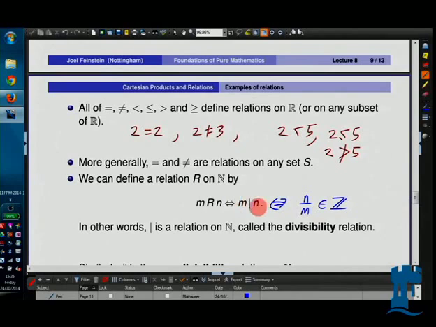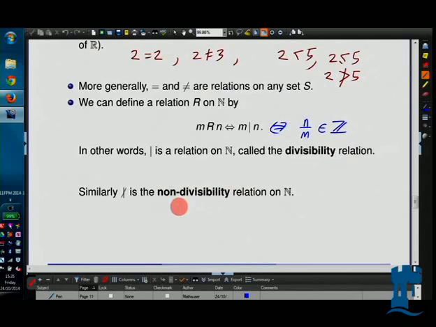Or whichever other version. So this is n is divisible by m, or m divides n. Maybe I should call this the divides relation rather than the divisibility relation, because it's somehow the wrong way around. But I think everybody calls it the divisibility relation. And then, of course, you can put a line through divisibility to get the non-divisibility relation.